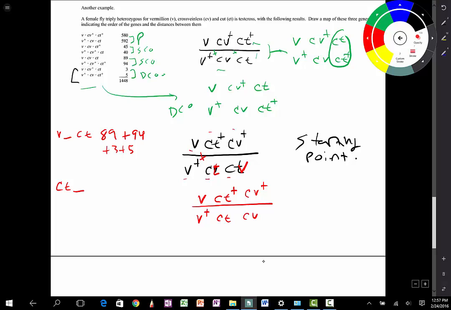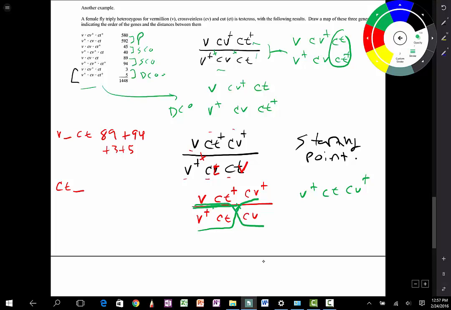just double check what I just did then. So if that's the case, yes, so we still have all three mutants go together and all the pluses go together to give us that. Now we're going to do a single crossover here. So now V plus and CT will be together, and then we'll come up, cross over, and get that one. So we'll get V plus CT CV plus, and if we go the other way, V and CT plus together, and then come down and pick up that one.